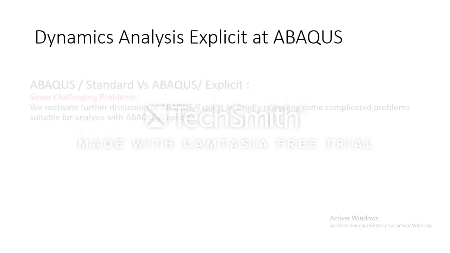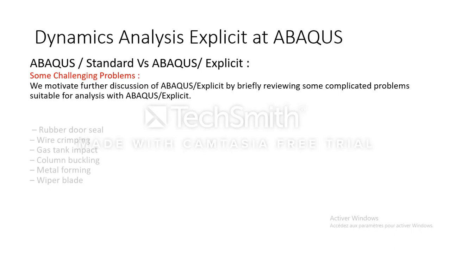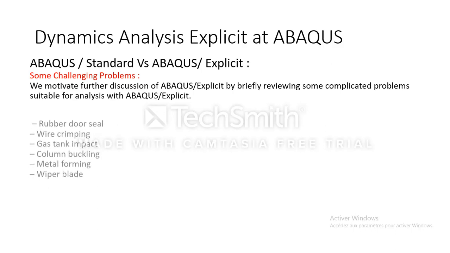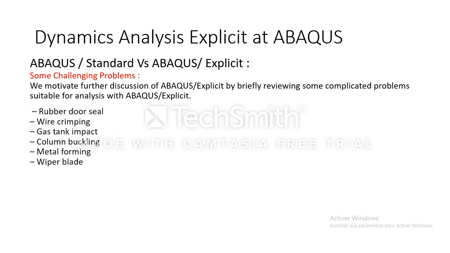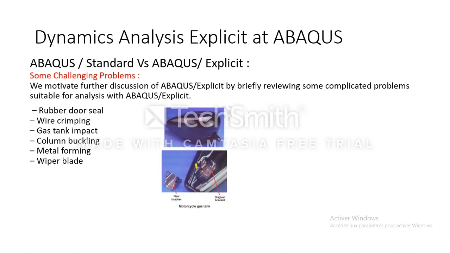Some challenging problems motivate explicit analysis. We briefly review some complicated problems suitable for analysis with ABAQUS Explicit. Some applications we can see, for example, are rubber door seal, wire crimping, gas tank impact, column buckling, metal forming, and wiper blade. In the following picture we illustrate the many uses of explicit dynamic analysis applications.